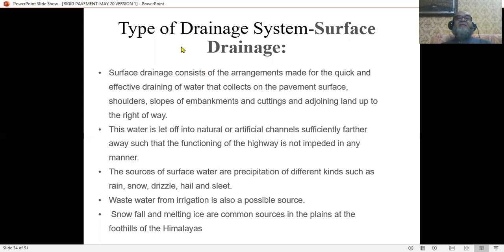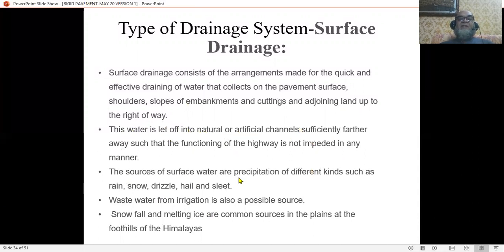Now we'll discuss surface drainage. It consists of arrangements made for the quick and effective drain of water that collects on the pavement surface, shoulders, slopes, and cuttings and adjoining land up to the right of way. This water is let into natural or artificial channels sufficiently farther away such that the functioning of the highway is not impeded in any manner.